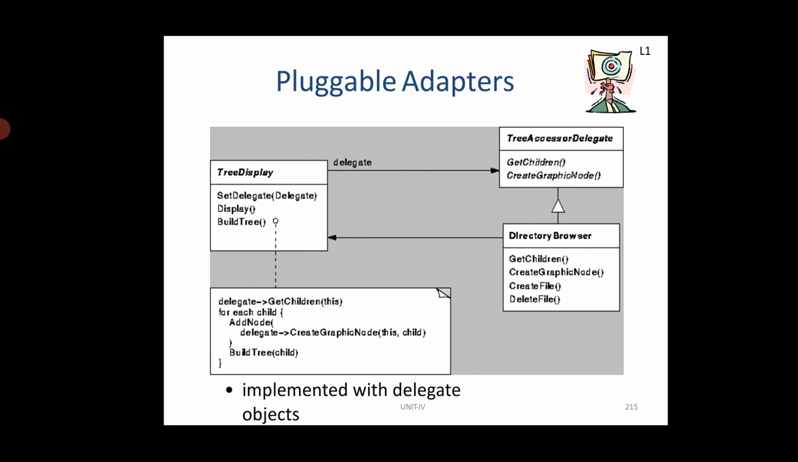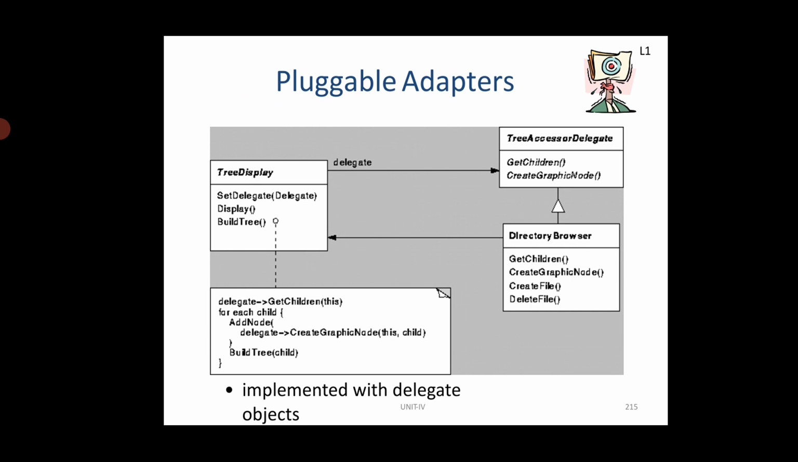When you use this approach, it greatly reduces the subclassing. We need to decrease the subclassing. In statically typed languages like C++, it requires an explicit interface definition for the delegate object. We can specify such an interface by putting the narrow interface that tree display requires into an abstract tree accessor delegate class. Look at this right side here.